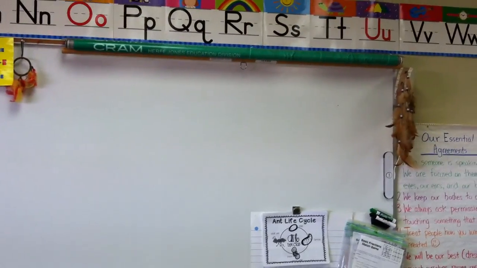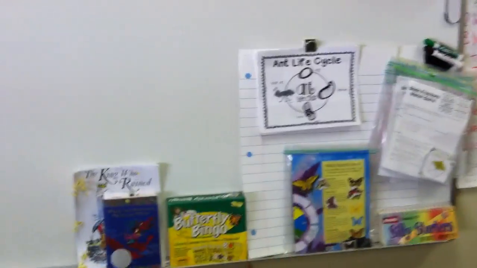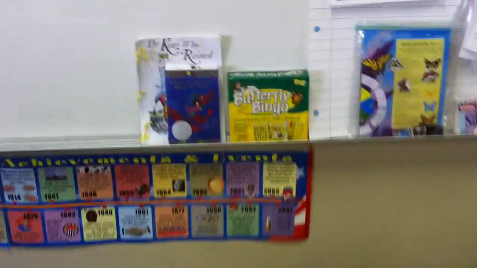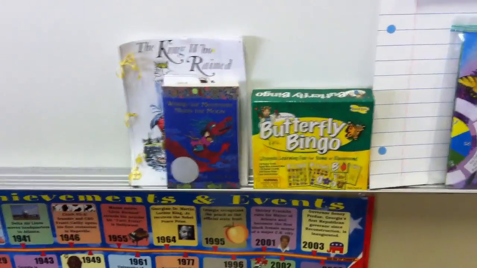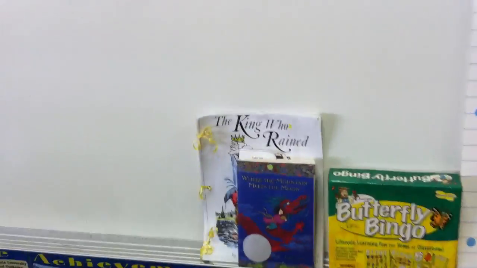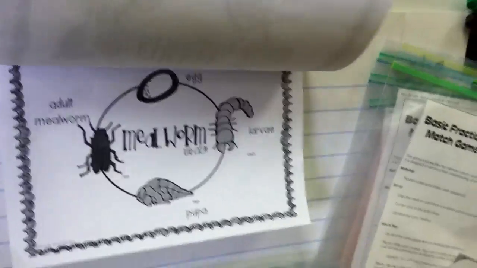Here's our board with our alphabet line and our maps that pull down. Any resources and materials that are relevant to what we're talking about are kept up here, such as Butterfly Bingo for life cycles. The King Who Reigned is a great book on homophones. And our life cycle information sheets.